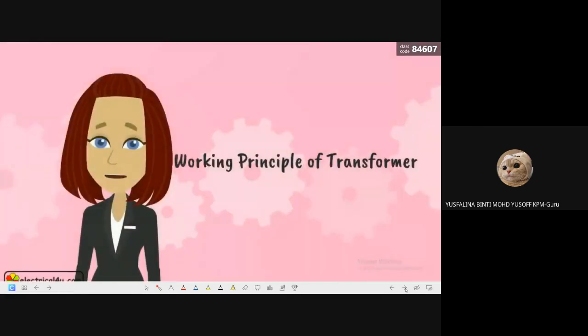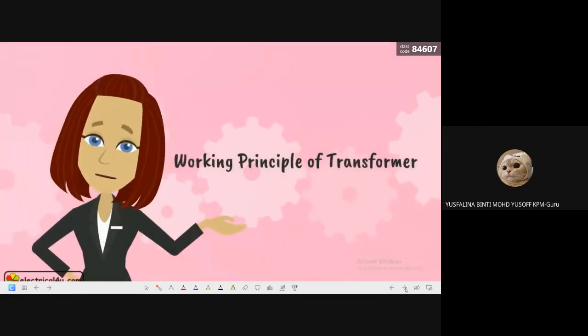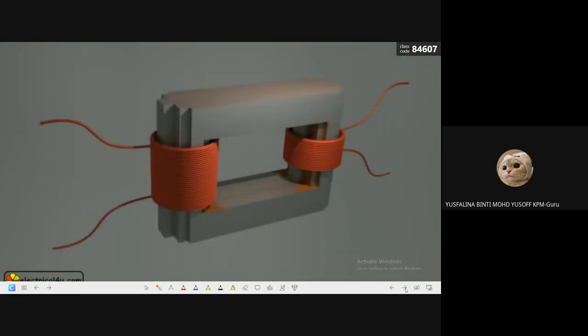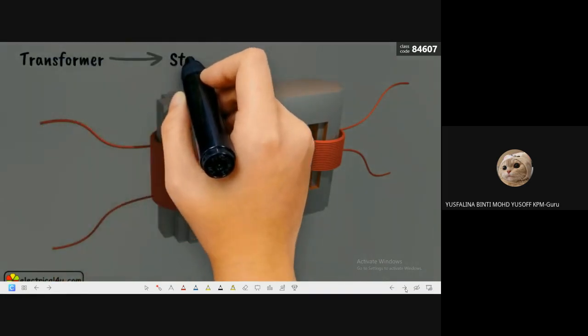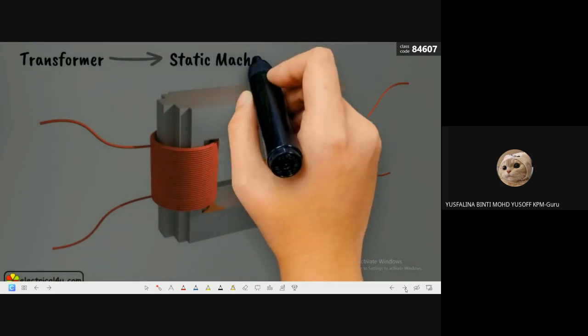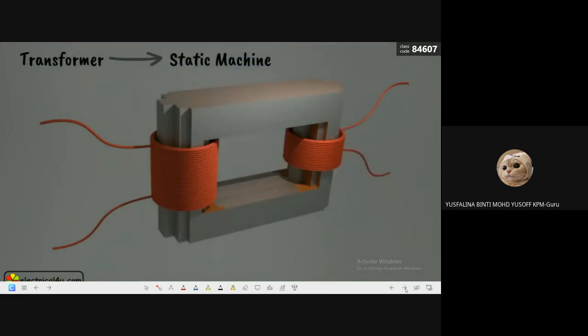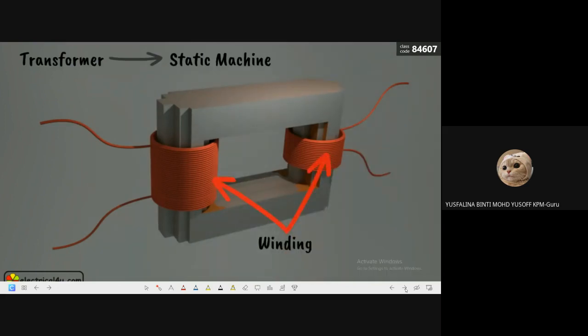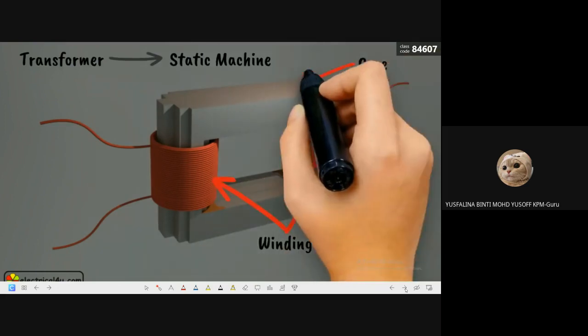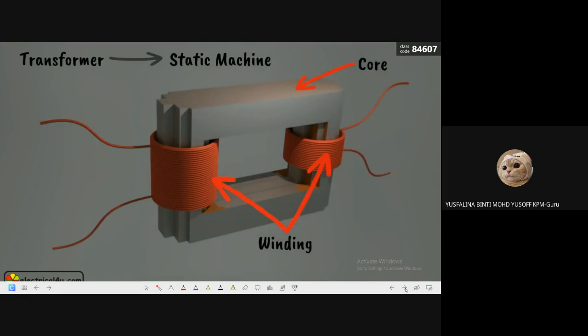The working principle of a transformer. Actually, a transformer is a machine, but it does not have any moving part. That is why a transformer is referred to as a static machine. A transformer has three main parts: two windings and a metallic core on which the windings are wound.